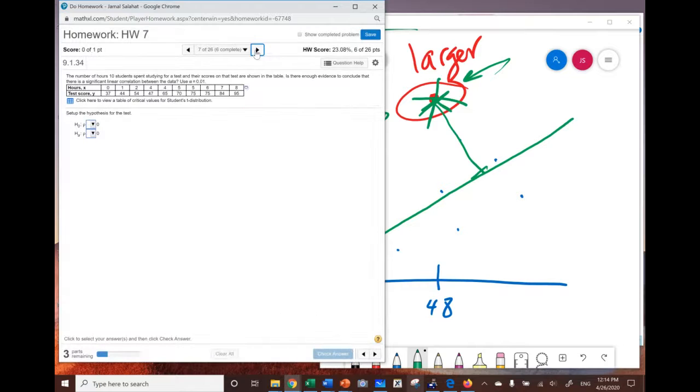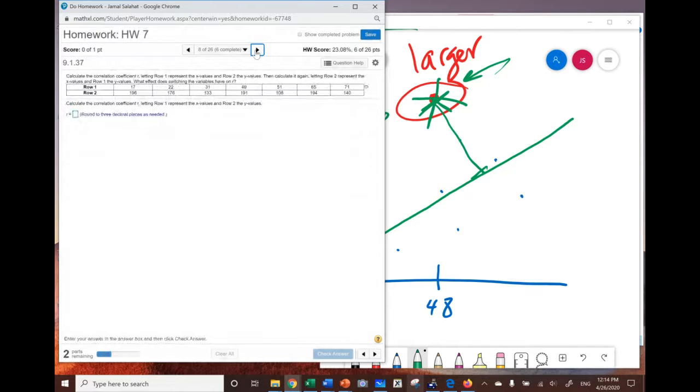Now I'm going to skip number 7, and I'm going to look at number 8. Number 8 is the same concept. They tell you in here we collected data, row 1 and row 2, and the rows represent things. Maybe it is the age, and maybe it is something else. They didn't tell me exactly what the story is. Maybe age and maybe the number of books read or something like that. Okay, so in this case they tell us to calculate the correlation coefficient R, letting row 1 represent the X value and row 2 represent the Y value.